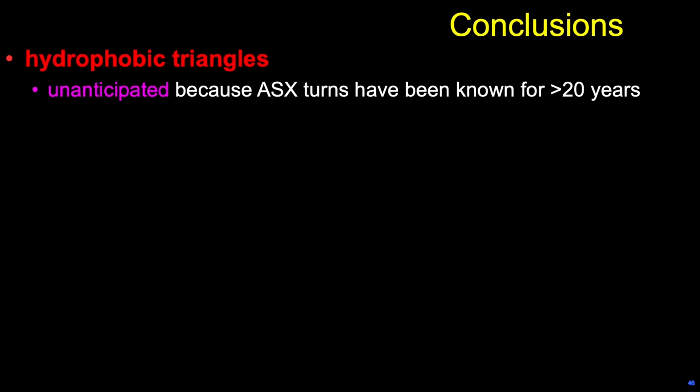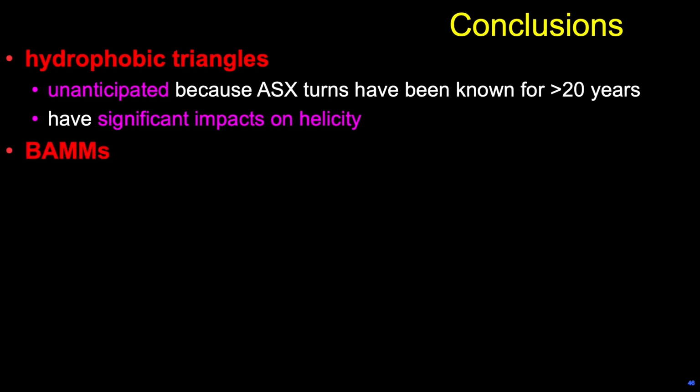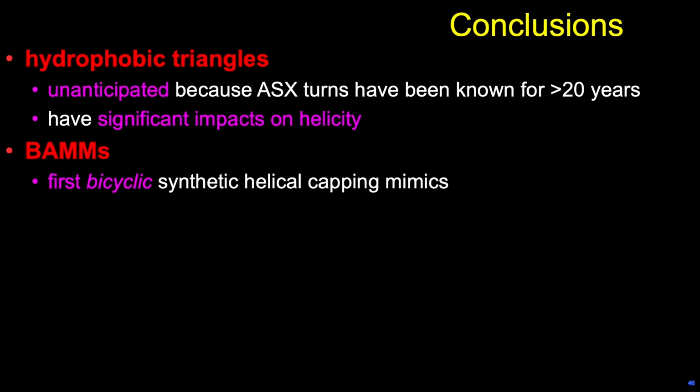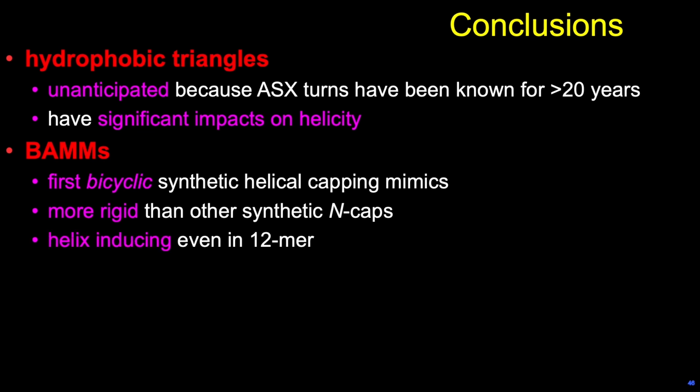So in conclusion, hydrophobic triangles were unanticipated because ASX turns have been known for 20 years. They have significant impacts on helicity. BAMs are the first bicyclic synthetic helical capping mimics. They're more rigid than other types of synthetic end caps. They're helix inducing, even in 12mers, which normally don't exist in helical conformations.